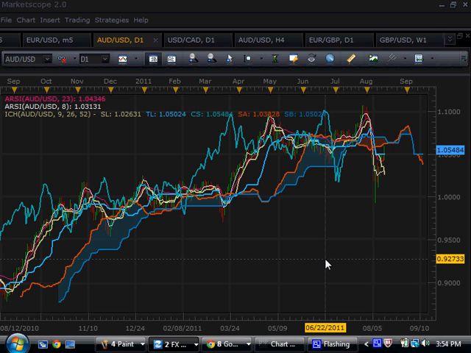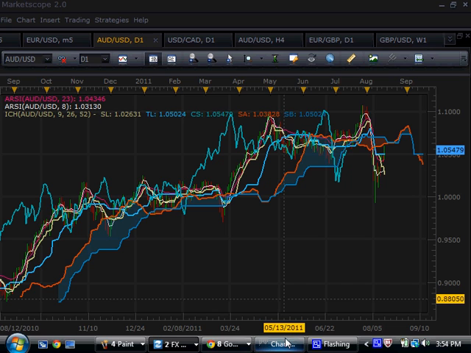So that's what I'm inclined to do here. I think we'd have another move down in the Australian dollar, and I would look for a very big spike up in the VIX before I would want to buy it.